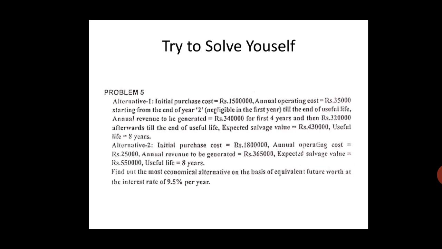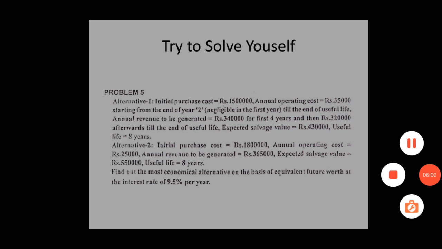So you can see this numerical. Try to understand. There are two alternatives given here. The interest rate is given as 9.5%. So you have to find out which is the most economical alternative. Try to solve this problem. Okay. The next class we will see the numerical on future worth method.